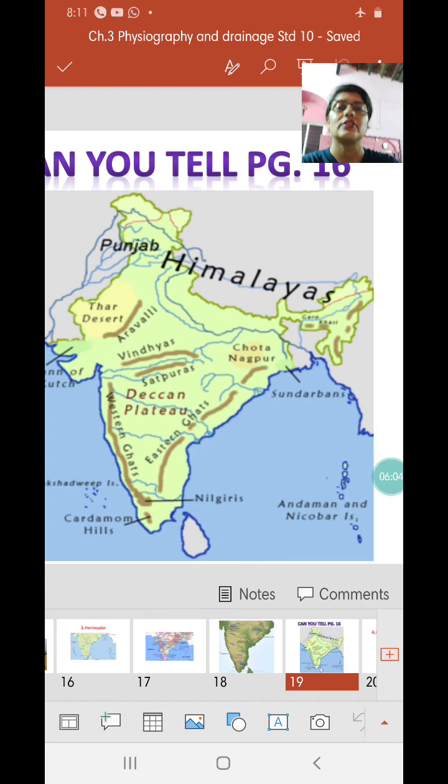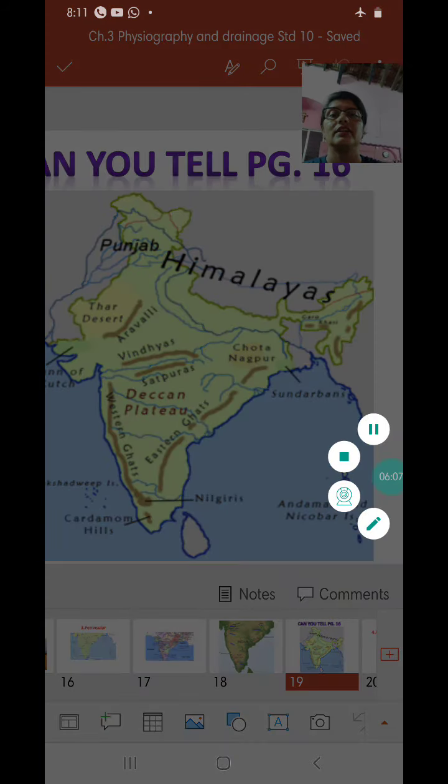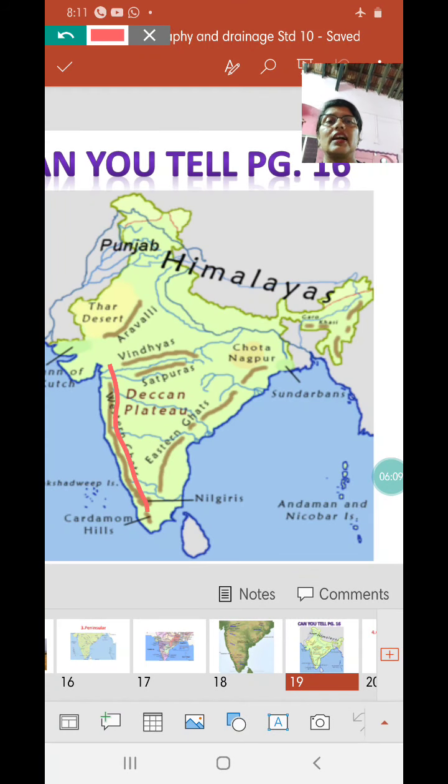So to the west of Deccan Plateau, you have the Western Ghats, also called Sahyadris. Now these questions on page 17 will take you to our next physiographic divisions, that is the Ghats and the coastal plains. So you need to understand them well.